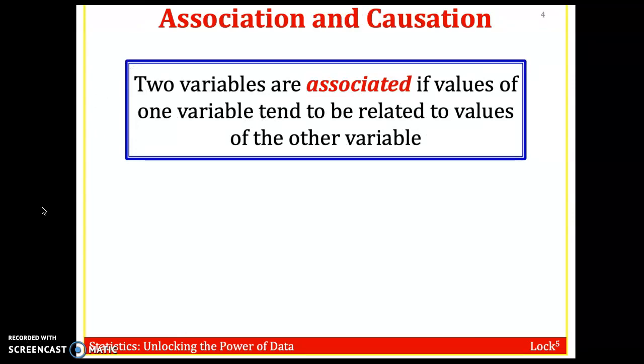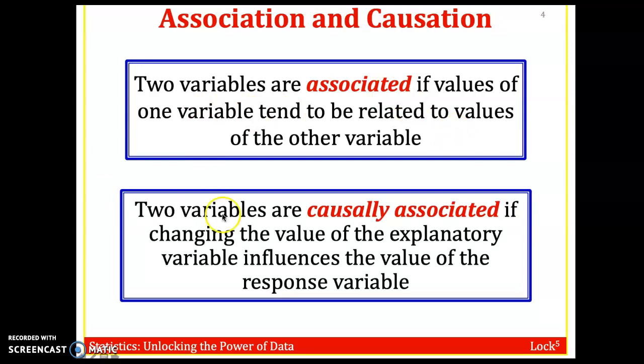We're going to say two variables are associated if values of one variable tend to be related to values of the other variable. So association, the more technical mathematical term would be correlation, which we're going to come back to later in chapter 3. But I like this idea of association, just means two variables tend to be related. And two variables are causally associated if changing the value of the explanatory variable influences the value of the response variable.